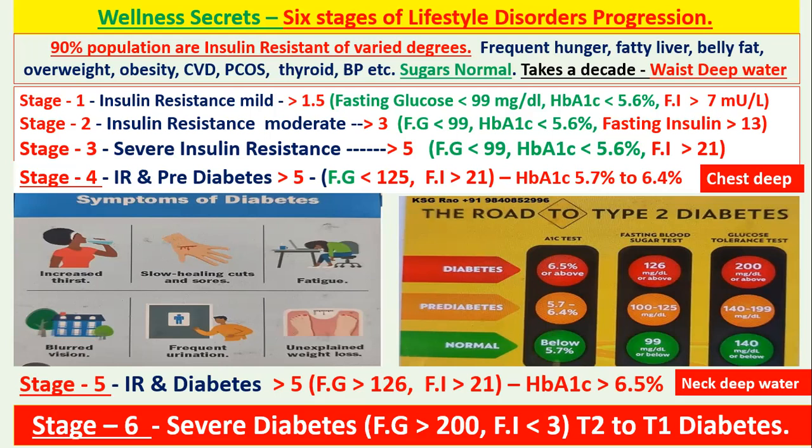Stage 6 is severe diabetes where fasting glucose is very, very high, about 200. But here the pancreas is not producing insulin. So from type 2 diabetes, you require external insulin. That is like type 1. That means your pancreas is gone, you are becoming a type 1 diabetic. But it happens very rarely, friend. The human body is so wonderful. Up to stage 5, you can reverse your condition.